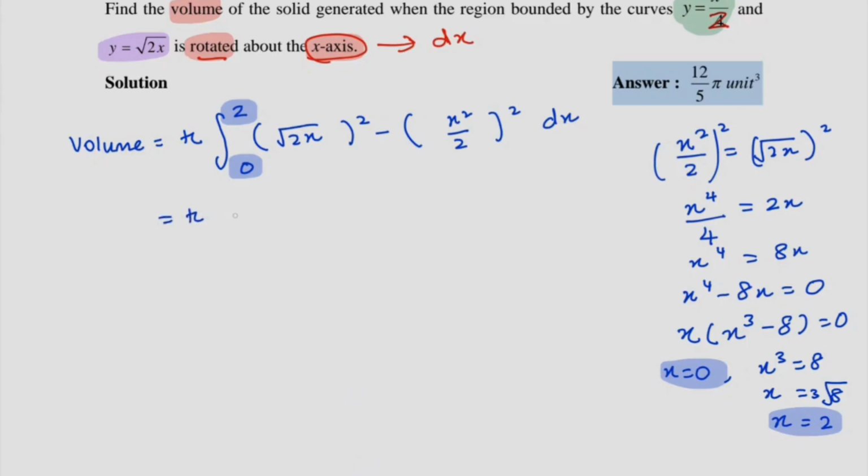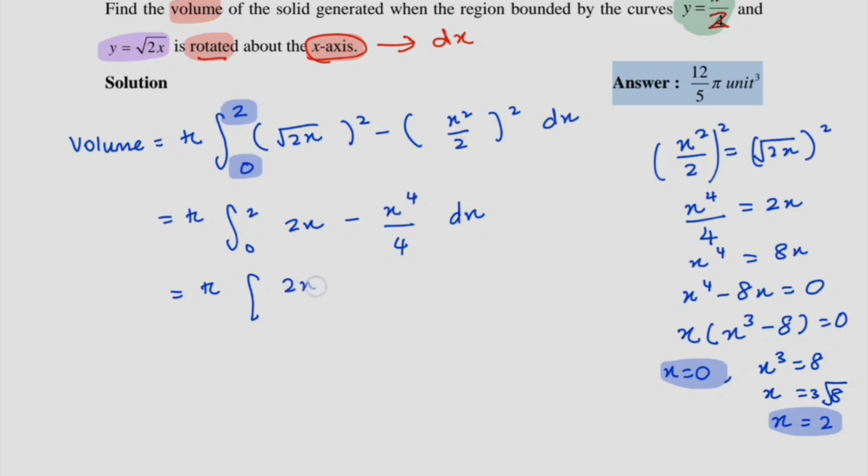Then continue on integrating. So square and square root cancel, and it is gone. x squared squared is x power 4. Square root of 2x squared is 2x, dx. And then you integrate them. So just now we were just simplifying the functions, just squaring the functions. We have not yet integrated them. So now we are going to integrate them.